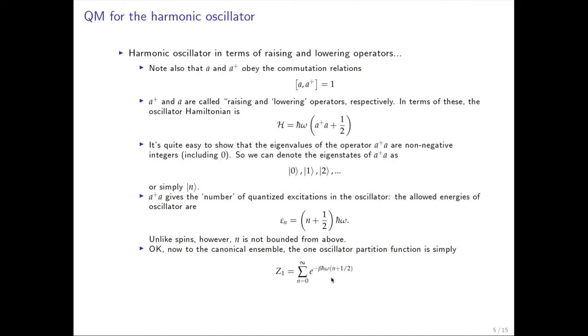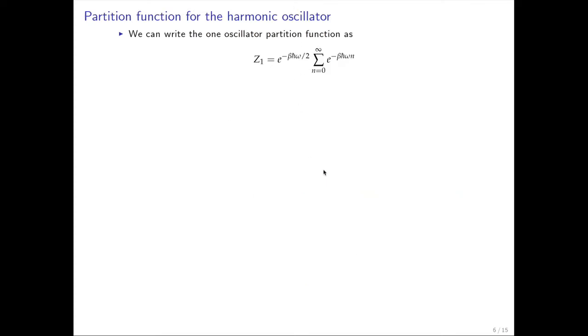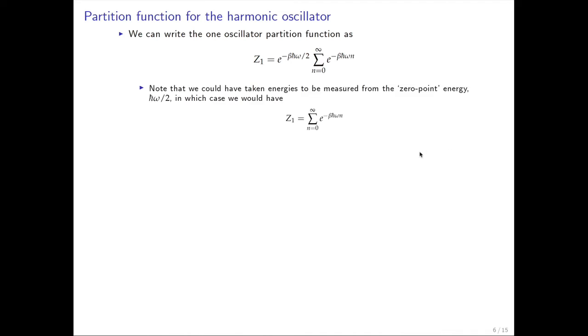Now, if we wanted, each term here has a factor beta h bar omega over 2, so we could pull that out. Well, the negative sign, we could pull that out of the sum since it doesn't depend upon n, and we would have this, right? And we could have taken the energies to be measured from this h bar omega over 2, which is called the zero point energy. And if we did that, we would get our partition function to look like this. Just go back and redo this, and you'll see that.